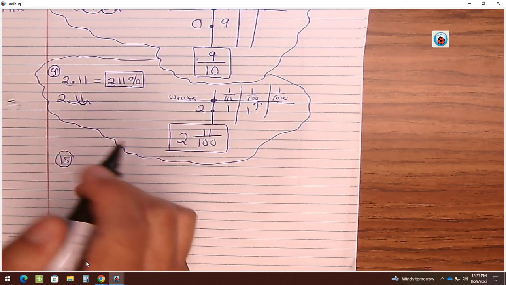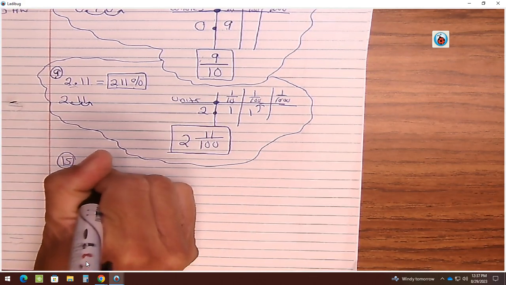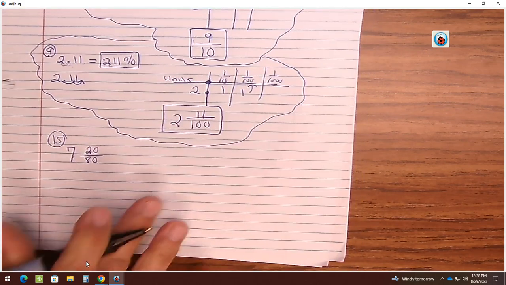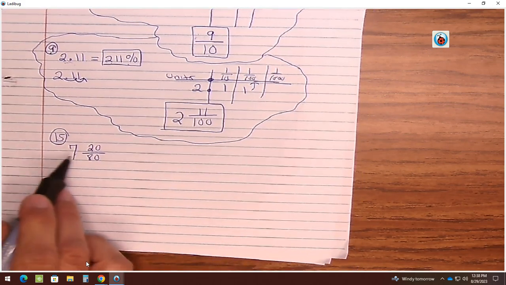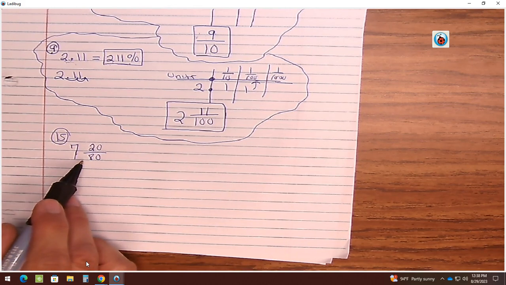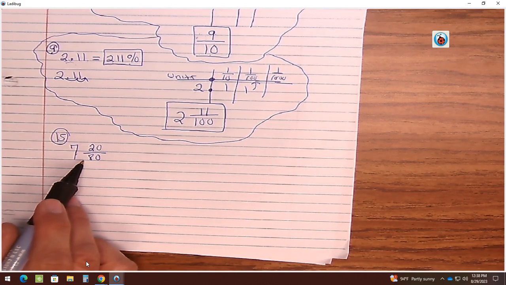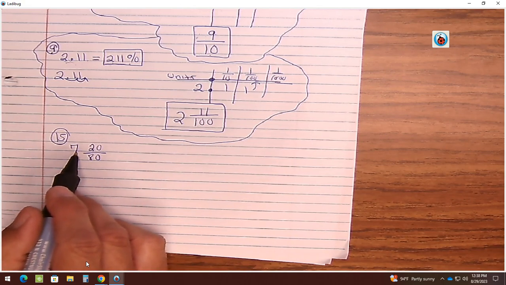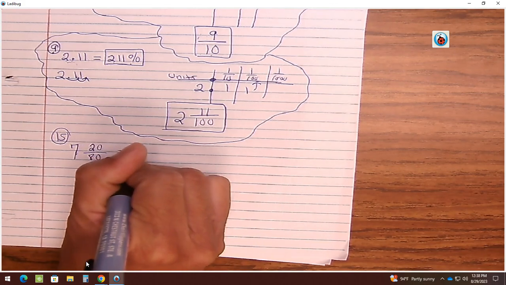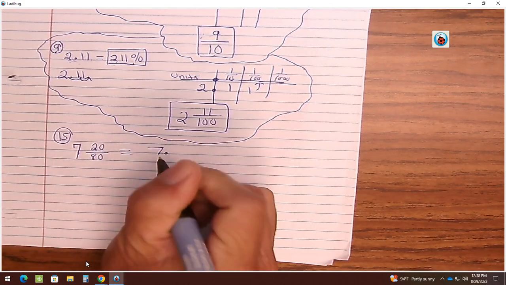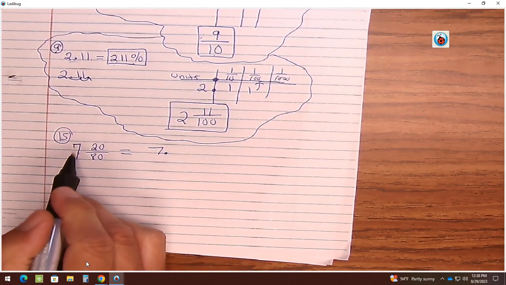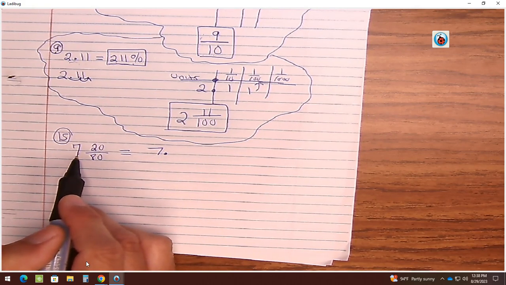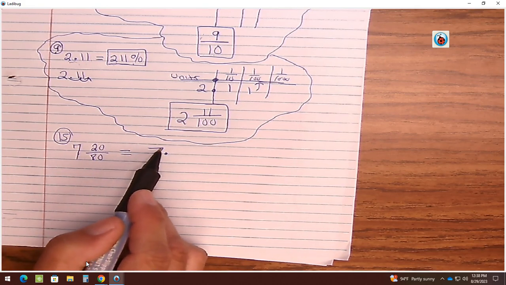Number 15. 7 and 20 over 80. Okay. We want to change this from mixed number to decimal. So when we do that, we're going to divide numerator divided by denominator. Okay. So this 7 is already a whole, so I know the answer has to be 7 point something. Since this is 7 units, 7 wholes, I know it's 7 point something. Como ya sé que son 7 unidades, 7 enteros, pues ya sé que es 7 punto algo.